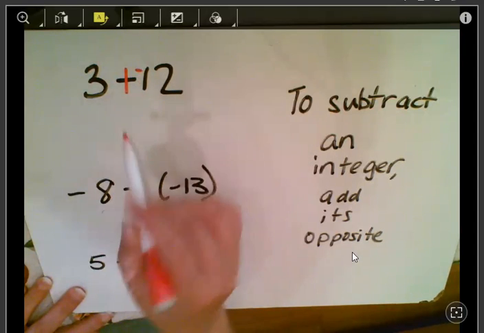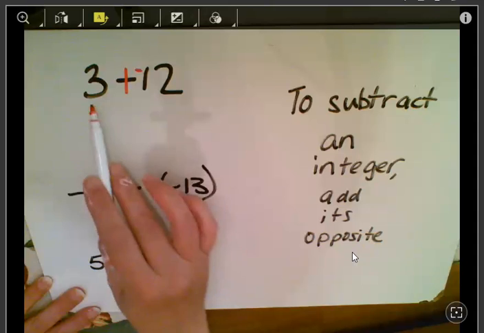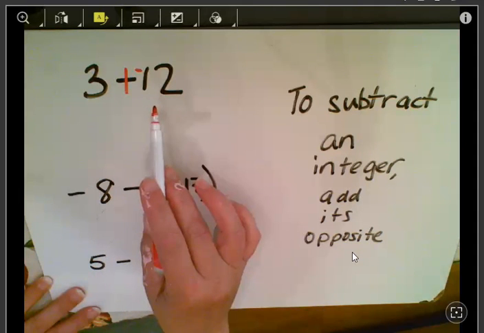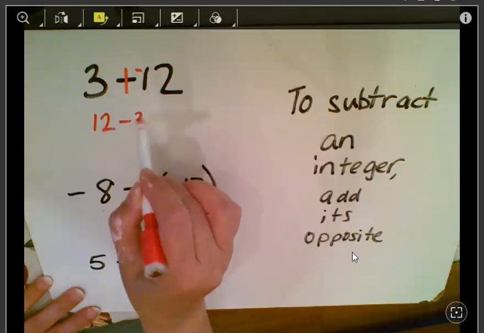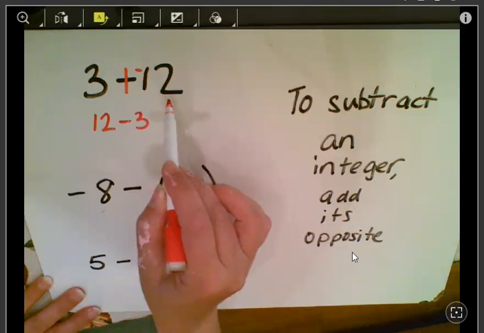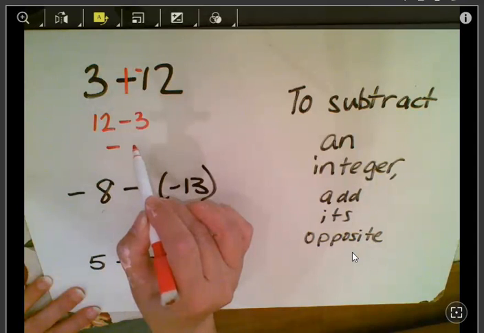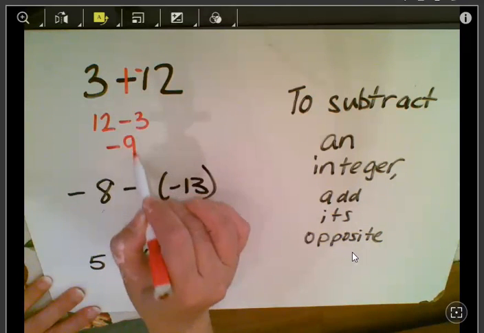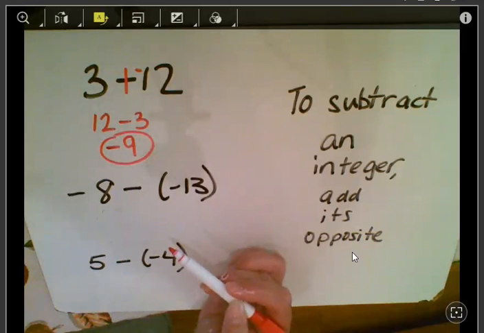So now I can go to my rule of adding integers. They're different signs. So because they're different signs, I'm actually going to subtract 12 minus 3. Because 12 is the bigger number, it's going to be negative. And 12 minus 3 is 9. So the answer to the first one is negative 9.